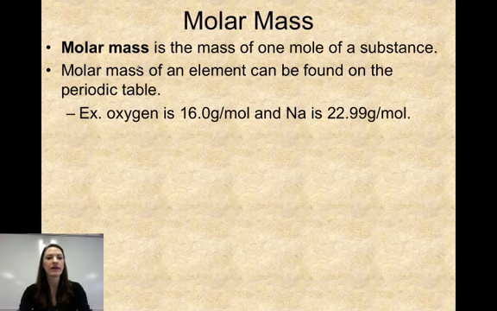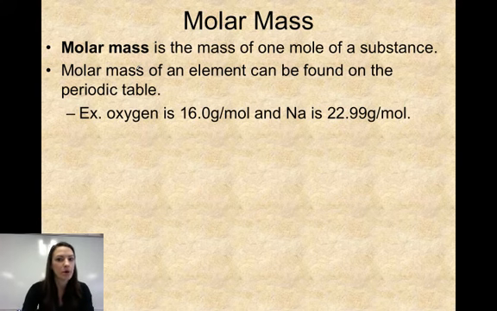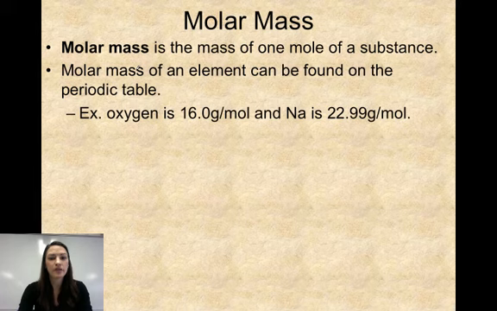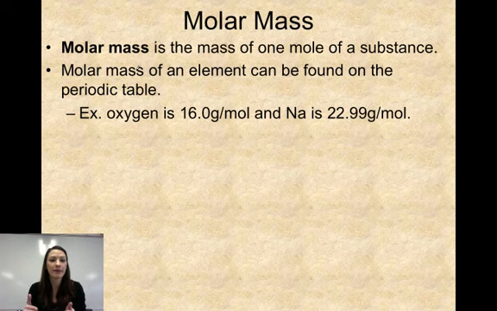And what we actually found out is that mass is what's recorded on the periodic table, okay? So oxygen is 16.0 grams per mole. Sodium is 22.99 grams per mole. So if you look on your periodic table, the decimal mass, the average atomic mass, is actually the mass of 1 mole of a substance, okay?